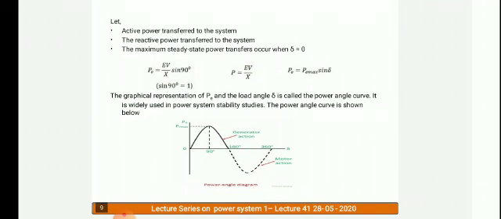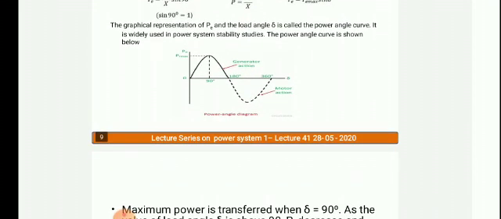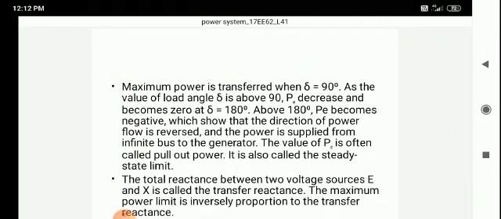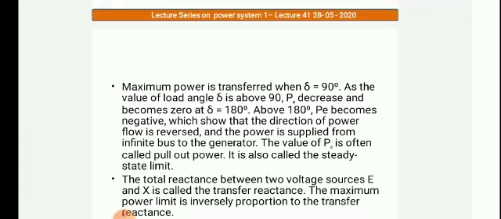If we plot the power angle curve, we can see that from 0 to 180 degrees is the generator action, and when the delta angle becomes negative, the action comes out to be motor action. So the graphical representation of Pe and load angle is called the power angle curve. It is widely used in power system stability studies. This power angle curve is shown in this diagram.